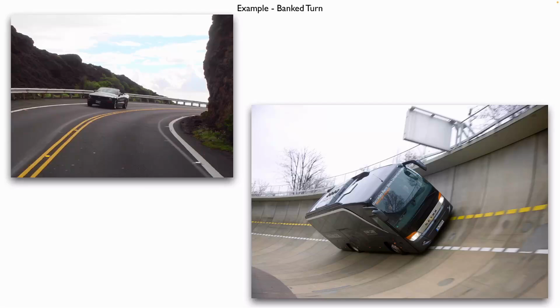I asked the internet for examples of banked turns, and this was like the number 2 picture. What's the number 1? If public transit were like that, sign me up. What? Why is that bus not falling over? If it weren't moving, what would it do? It would fall over, wouldn't it? We've got to find out why.